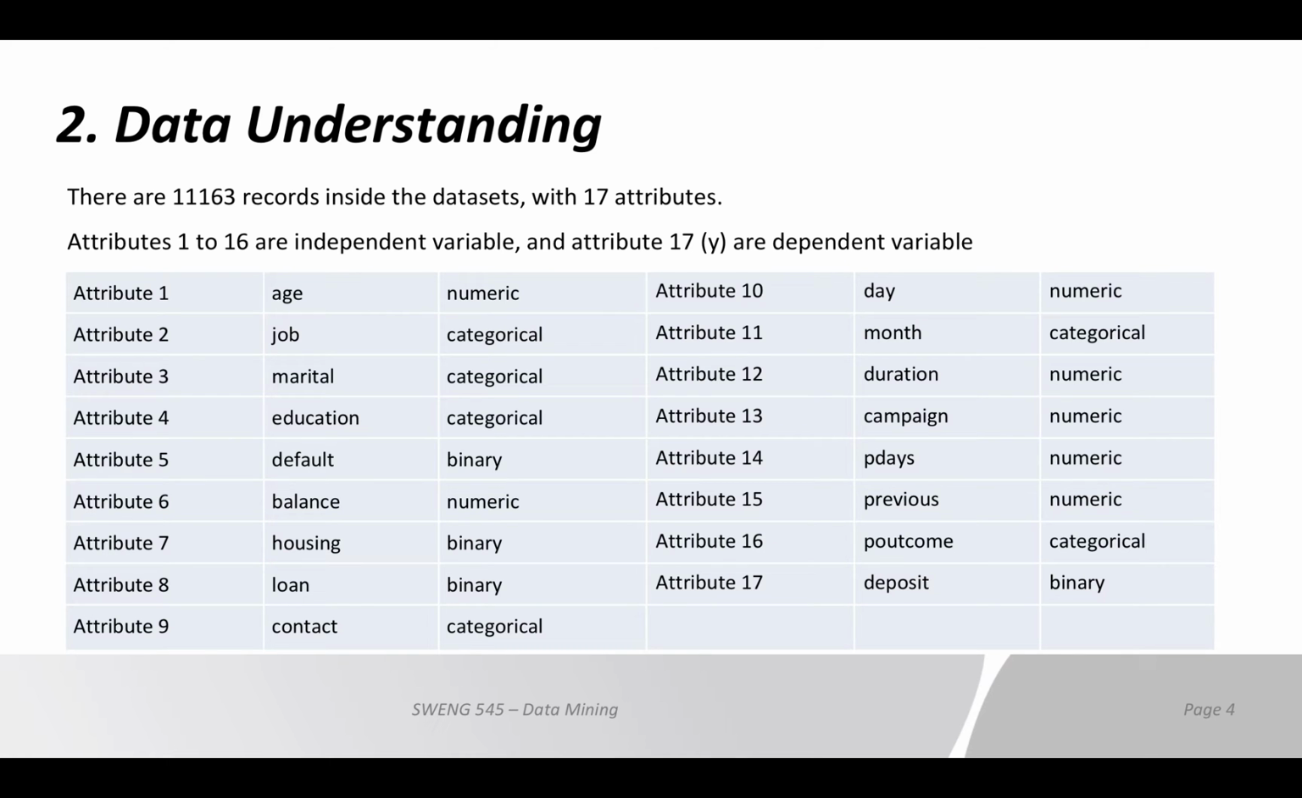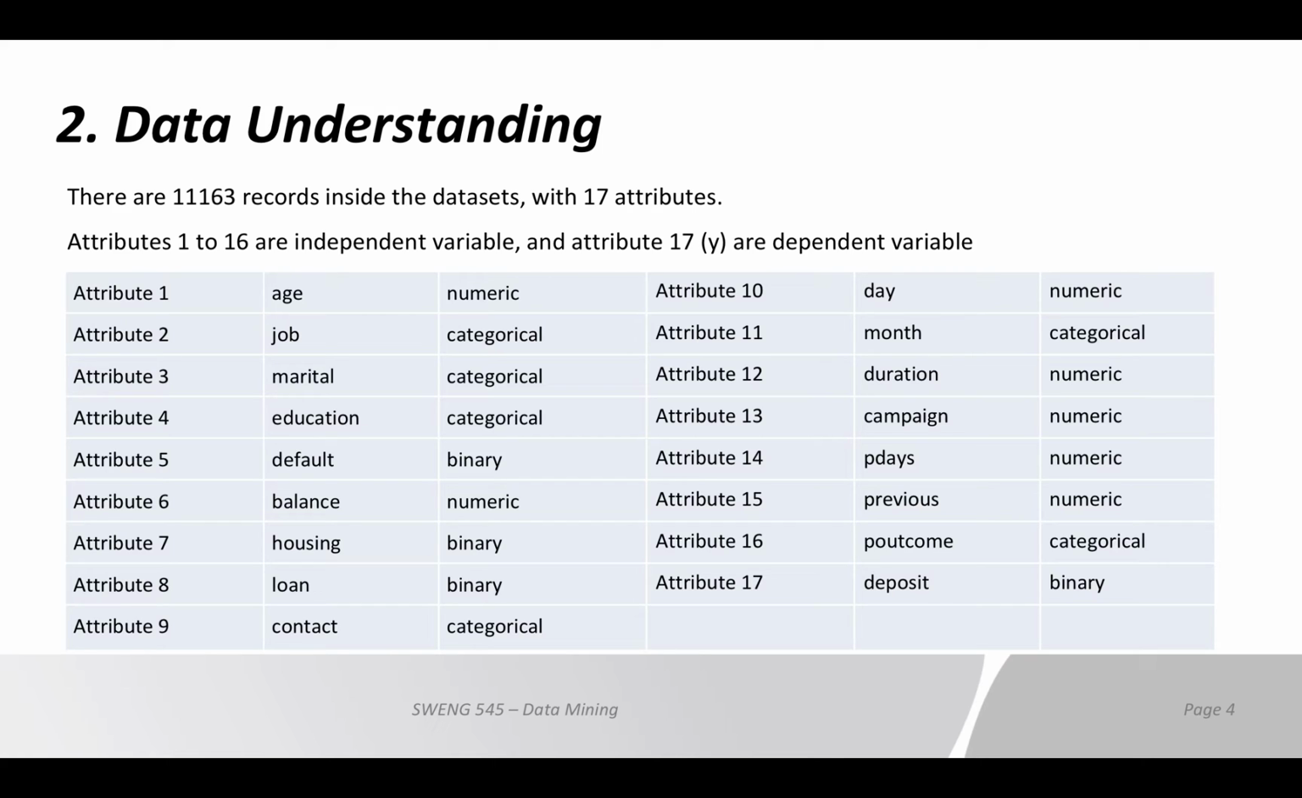In the data understanding part, there are 11,163 records inside the dataset with 17 attributes. Attributes 1 to 16 are the independent variables. Attribute 17 is the dependent variable. The first attribute is age. It's a numeric attribute, ranging from 18 to 95, with a mean of 41.23. We can see most people are between the ages of 30 and 40.